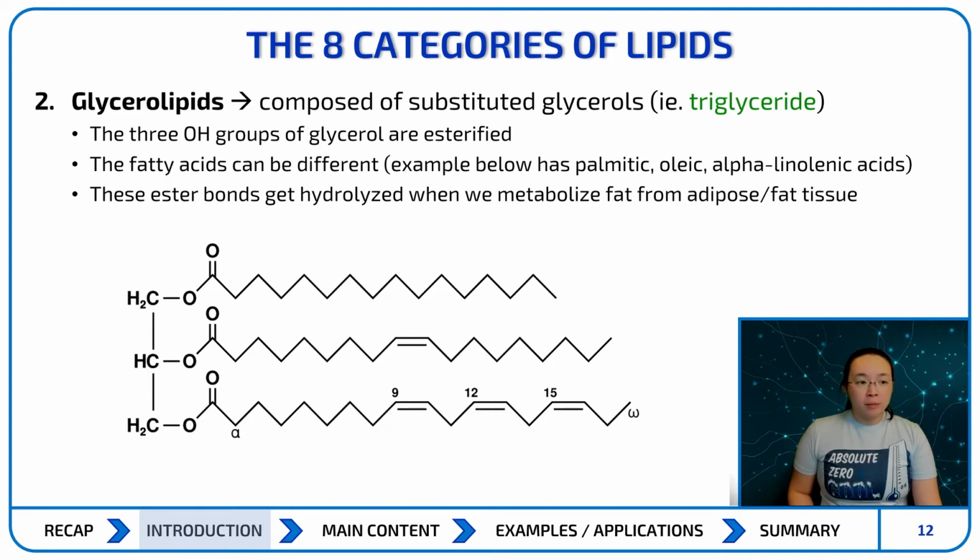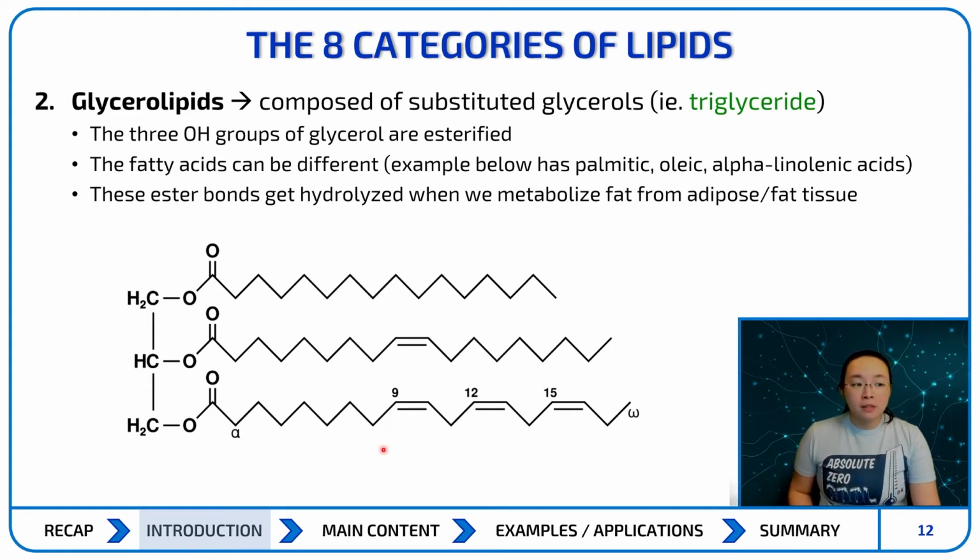Next, you have glycerolipids. Basically, they are composed of substituted glycerols. So the best example is triglyceride, which is the example I have here for the structure. In a triglyceride, the three hydroxyl groups of glycerol are going to be esterified to your three fatty acids. The three fatty acids that are connected can definitely be different. So for this triglyceride, you have palmitic, oleic, and alpha-linolenic acids.